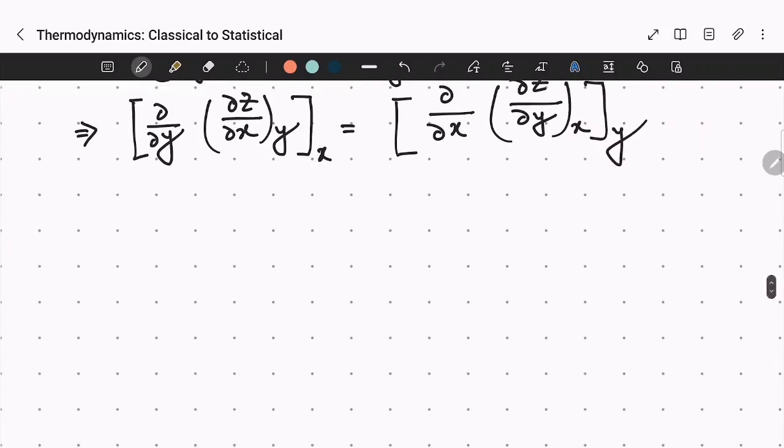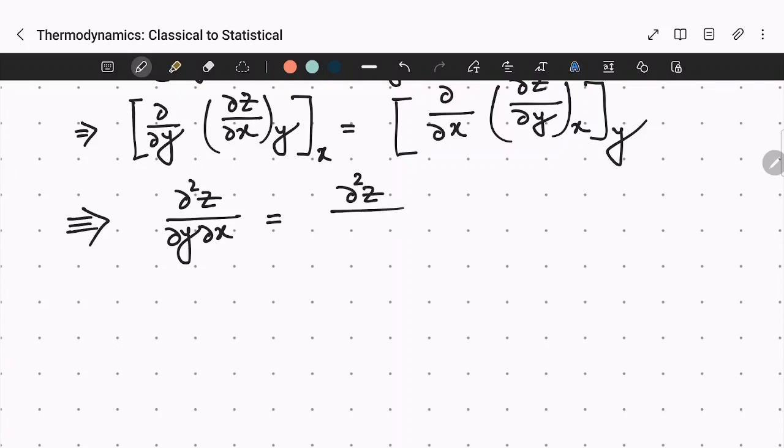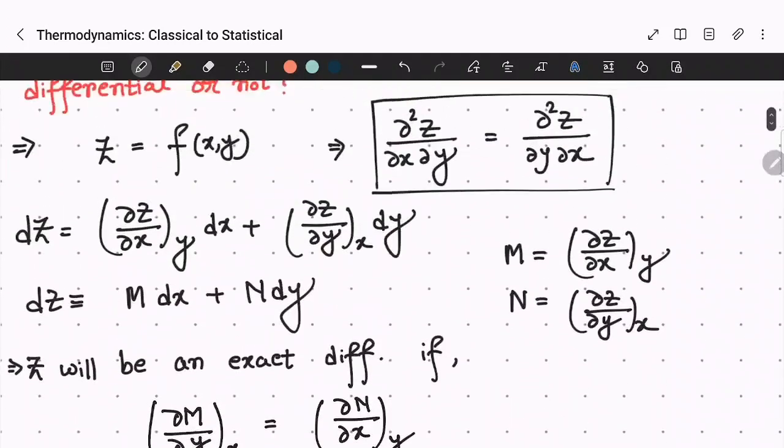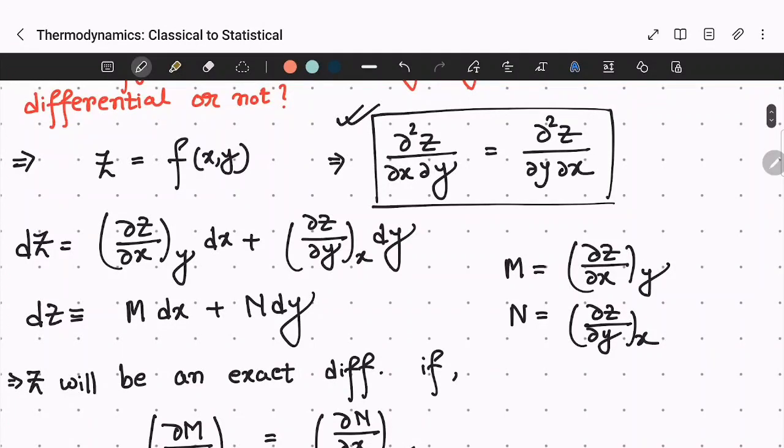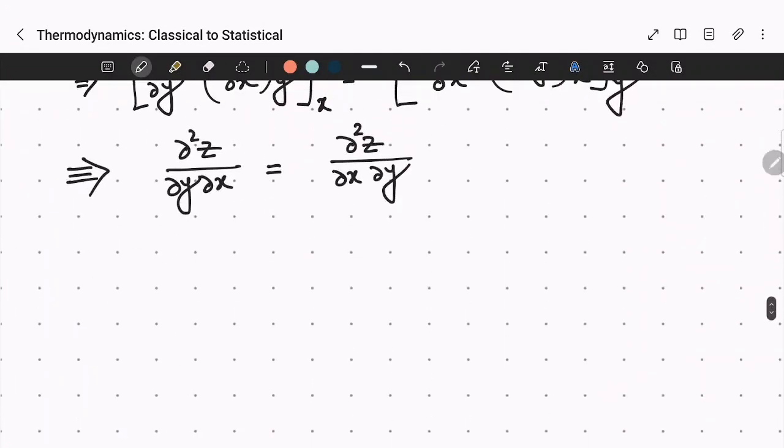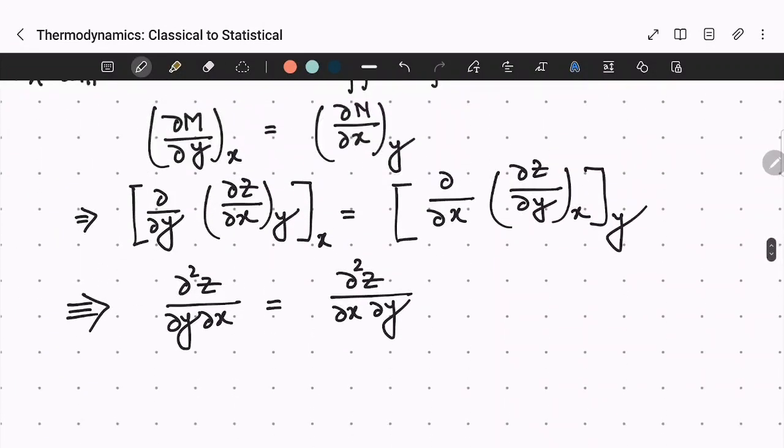In short, we write here two derivatives, so that is del 2z, del y del x, and this is equivalent to del 2z, del x del y. So this is the formula. This is the definition to be an exact differential. The main definition is this, and this is just hand waving to write down that long expression, but it means the same.